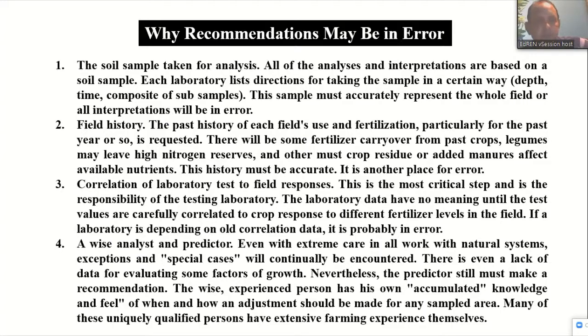And number three is correlation of laboratory test to field response. I already told you in the soil test part that after analyzing the nutrients, we need to make a correlation with the field test, the field response. Even though we analyze and predict in a good way, there might be some other things that may lead us to an error in the fertilizer recommendation.